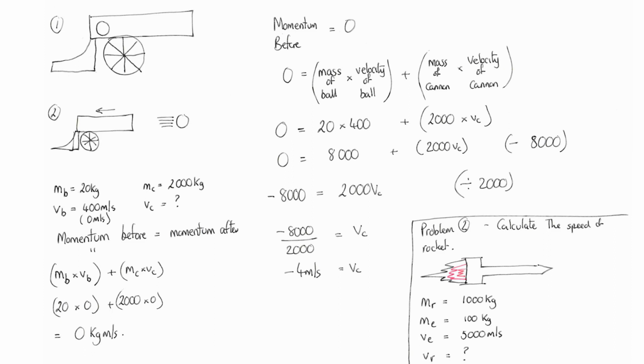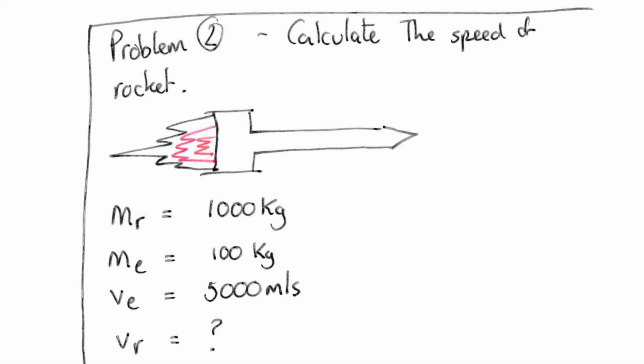What I've done there for you also is I've created another problem for you to calculate. So we go to problem 2. You need to calculate the speed of the rocket. And how can you do that? Well, you're told the mass of the rocket is 1,000 kilograms. The mass of the exhaust, the thing coming out the back of the rocket, is 100 kilograms. So that exhaust gas weighs 100 kilograms. The velocity of the exhaust is 5,000 meters per second. That's the speed at which the exhaust gases are coming out. What's the velocity of the rocket going to be?